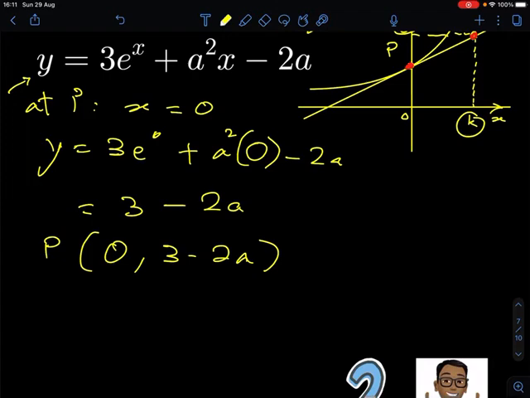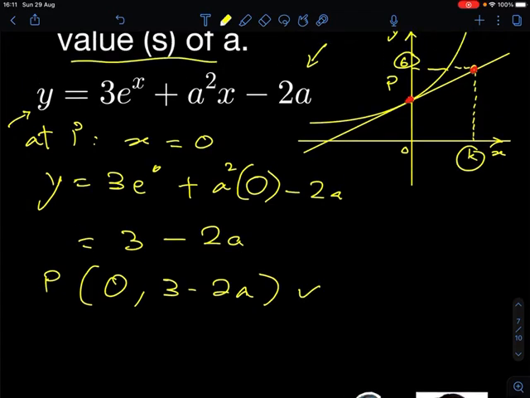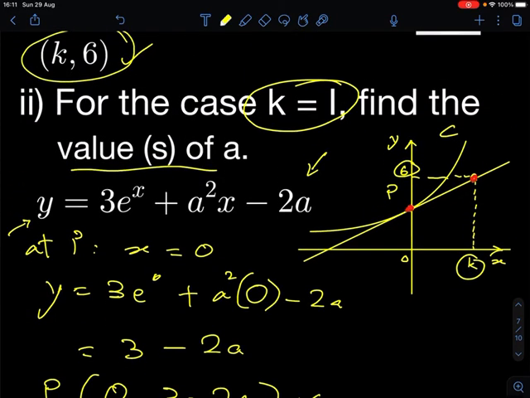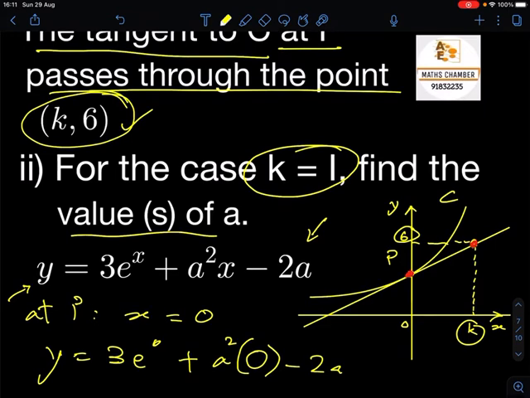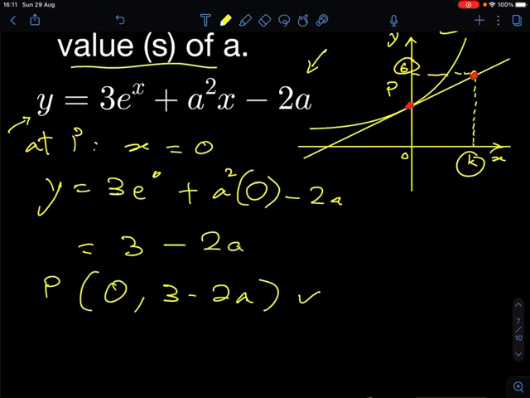We already have the coordinate of point P, and we have the other coordinate, that the tangent passes through the point (k, 6), correct or not? So we use these 2 points, and also we know the gradient, isn't it so?